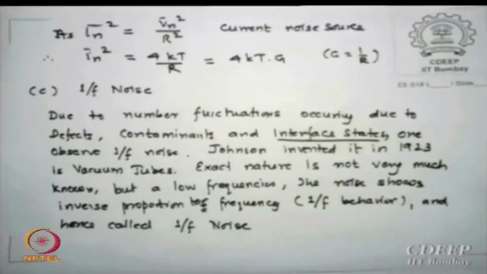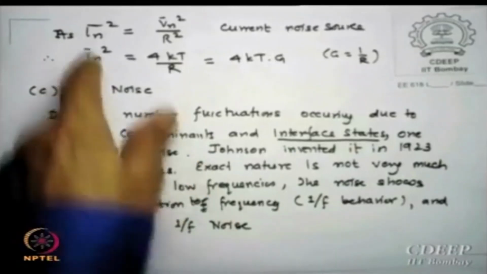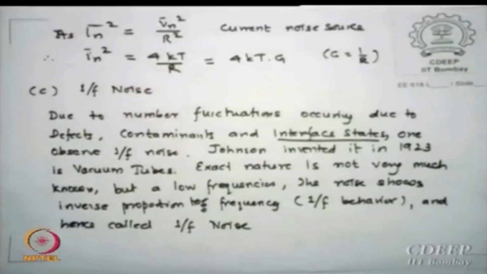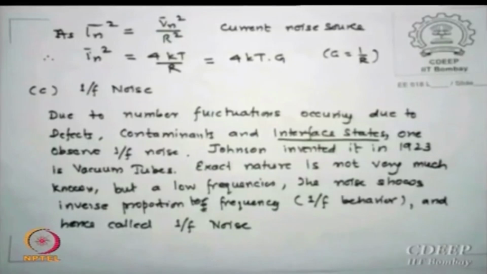The current noise therefore is ion square, it is actually ion square bar, the bar meaning the average value of that. Which is Vn square by R square, and if I replace Vn square then I get 4 kT by R, or 4 kT into G, where G is the conductance, which is 1 by R. So I can replace a voltage noise source by a current noise source by multiplying it by the relevant resistance I see through which this noise current flows.